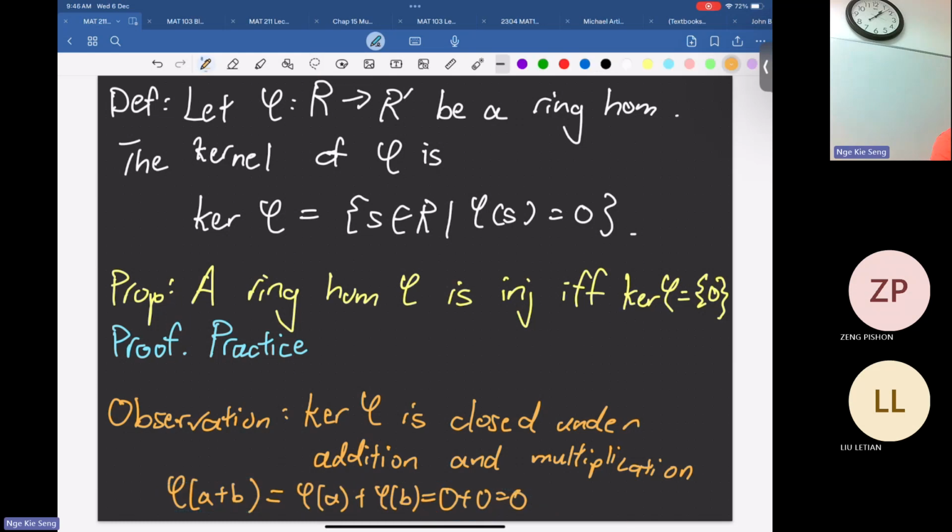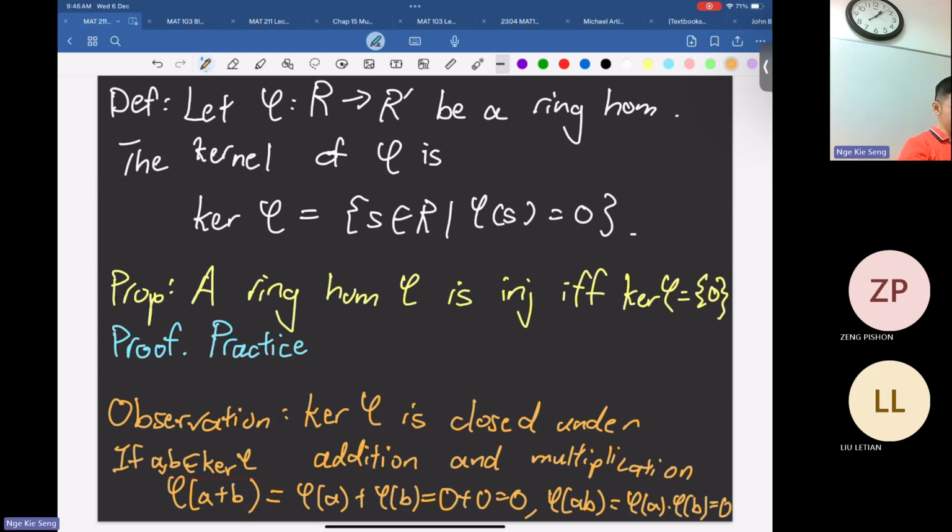So this one is if AB is in the kernel. Similarly for phi(AB), you get phi(A) times phi(B). 0 times 0, you get 0.